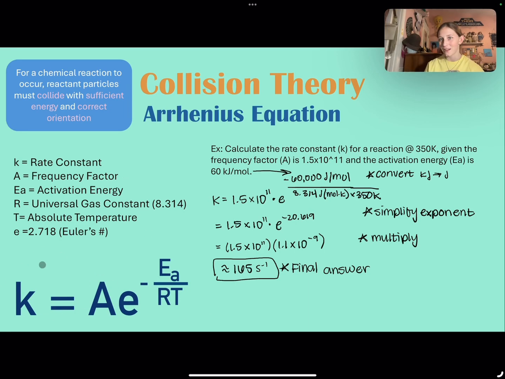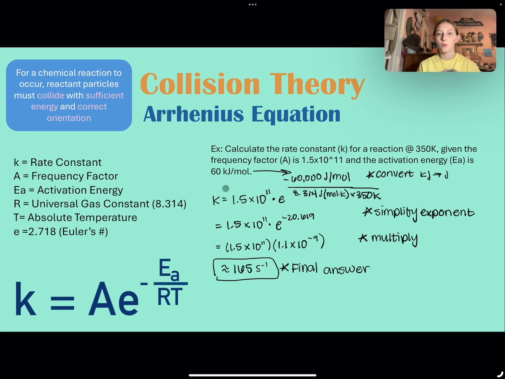K represents the rate constant of a reaction, A is the frequency factor, which is usually given, E sub A is the activation energy, R is the universal gas constant, which is 8.314. T is the temperature at which the reaction takes place, and e is another constant, 2.718.